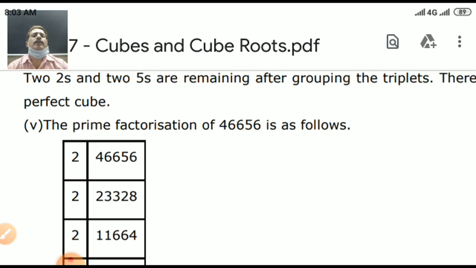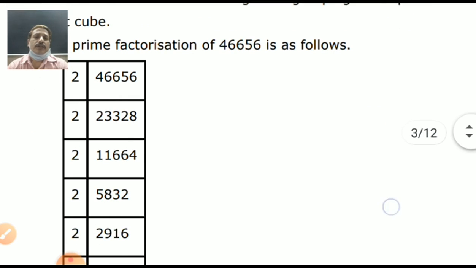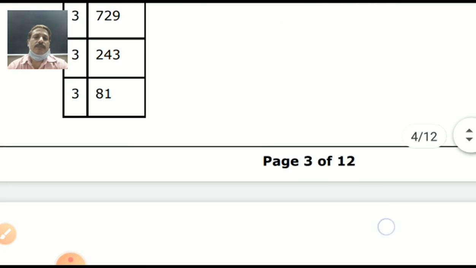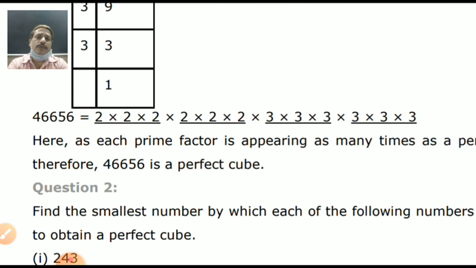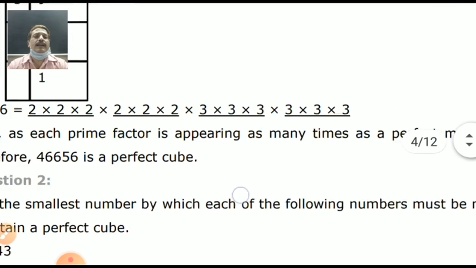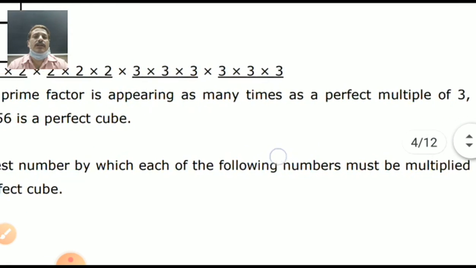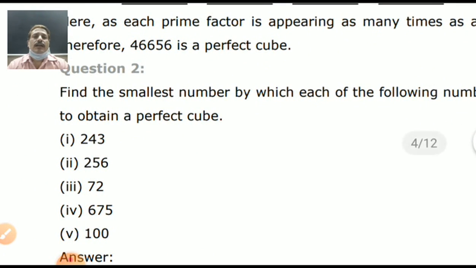Look at 4, 6, 6, 5, 6. It is an even number, we start with 2, then after that 3. Yes, my dear student, correct. And look at the groups. 2 appears in a triplet two times, and 3 also appears in a triplet two times. So here we can say each factor appears as a multiple of 3. It's a perfect cube. Look at question number 2.